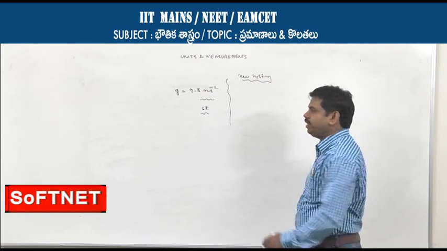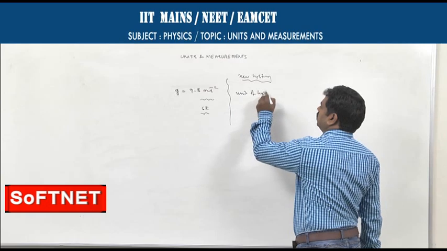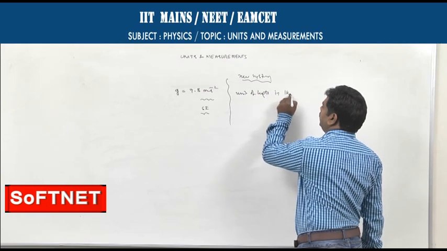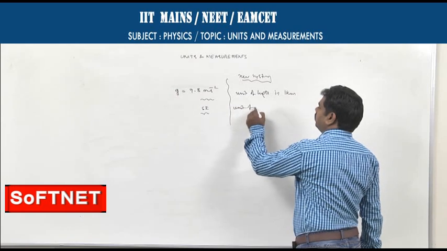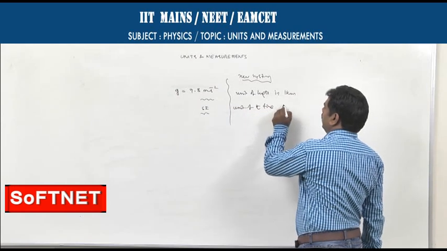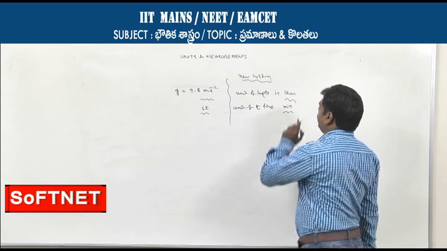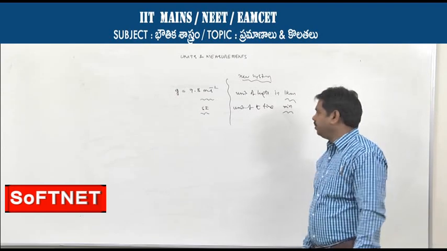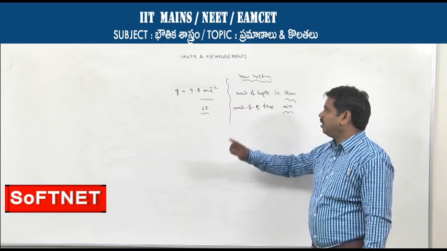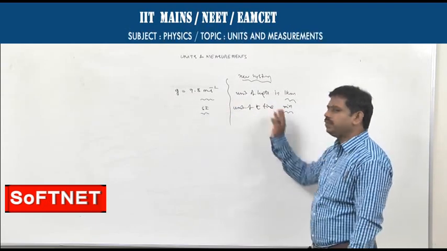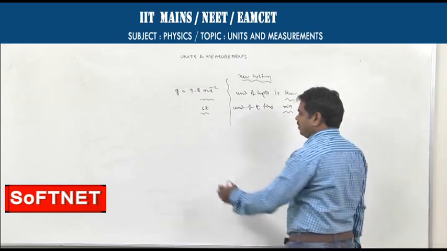But here, what I would like to do is design a new system in which I take the unit of length as kilometer and the unit of time as minute. If I take the unit of length as kilometer and the unit of time as minute, then how do we get this value in this new system? Again, this is also very easy to find out.